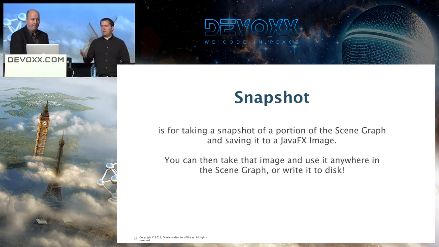So snapshot, like we talked about, you can take any portion of the scene graph, take a snapshot of it, and it will be an image, and then you can use that image in any way that you would normally use in JavaFX. You can export it using Swing utils or SWT utils. You can also stick it in a scene graph somewhere, put it in an image view, or use it with an image paint. We have an image paint that was added in, I think, 2.1 or 2.2, which allows you to use an image as a texture anywhere.